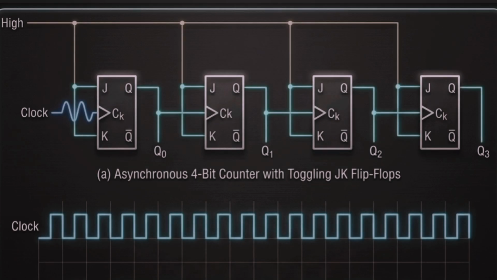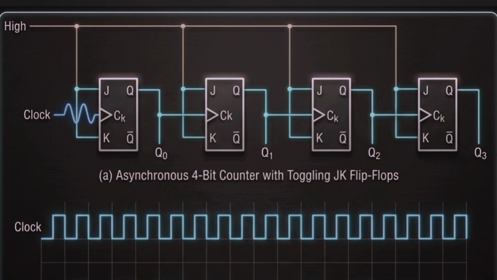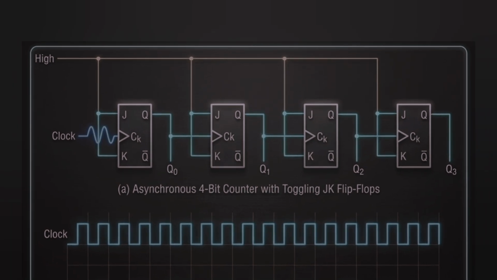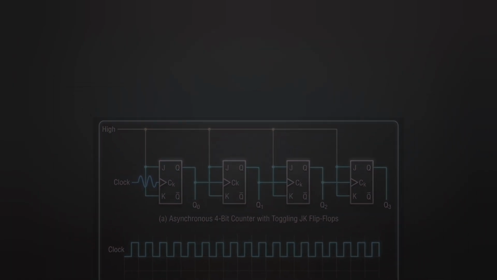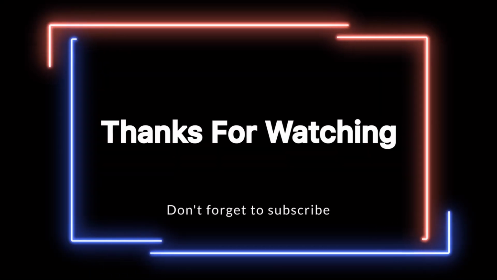Because each flip-flop must wait for the previous one to toggle, the delay adds up. At very high frequencies, the ripple takes so long that the counter might show an incorrect intermediate state, a glitch, before settling on the right number.